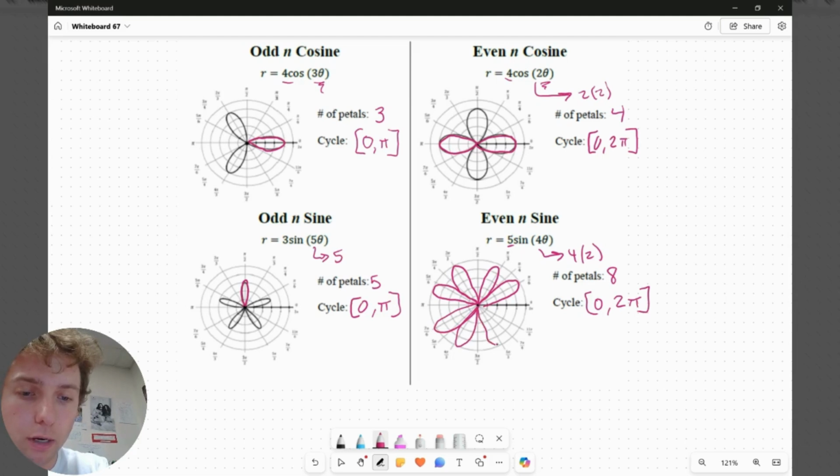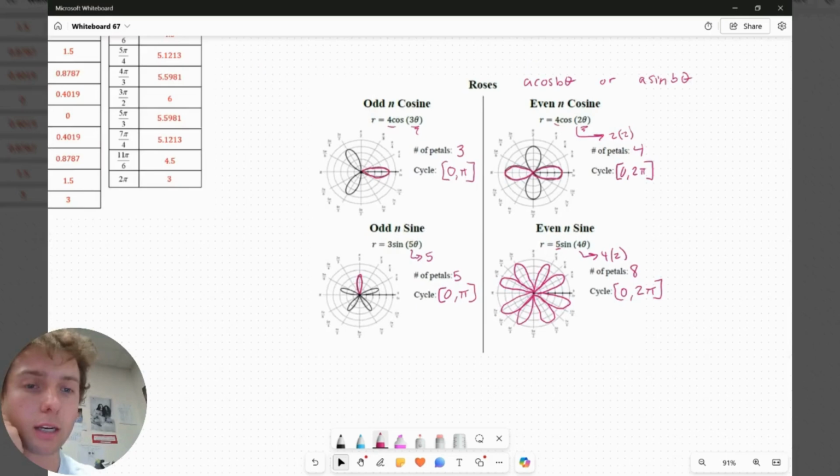Notice this is not a perfect sketch nonetheless, but it is 8 petals drawn, showing you the general idea of what happens. If you want to see a clearer image, go ahead and type that into your calculator.